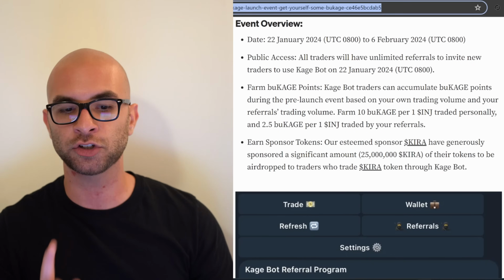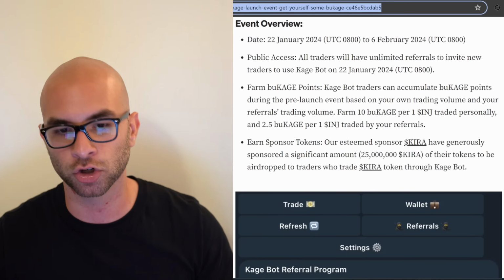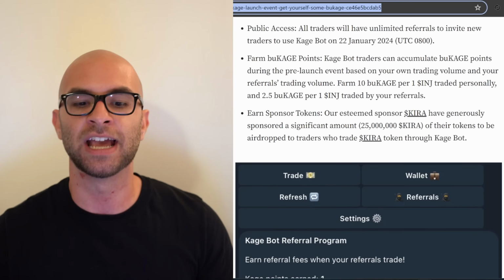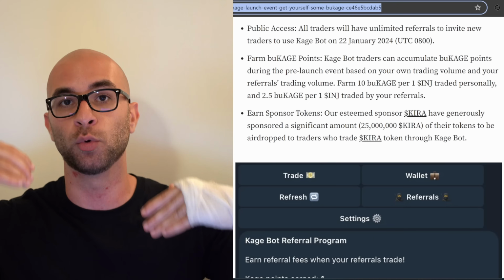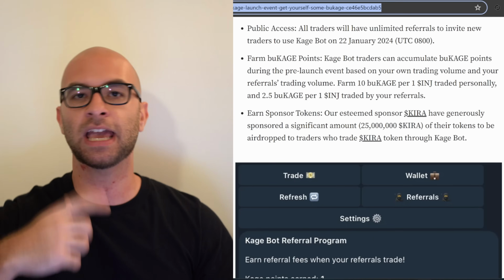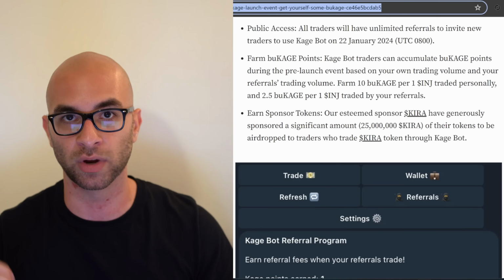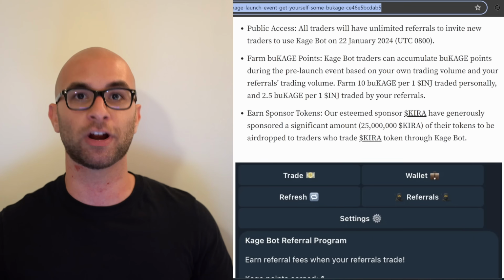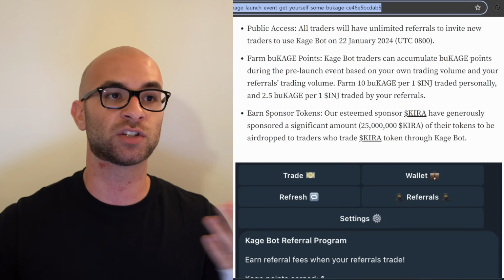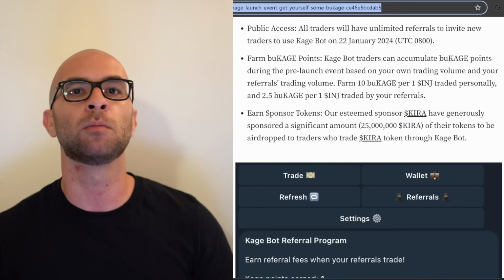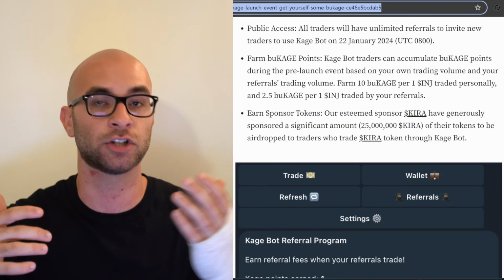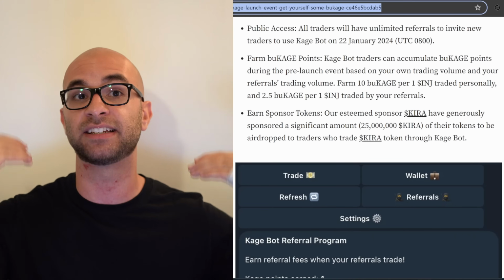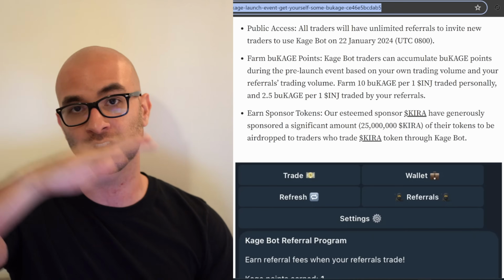Now, the other thing that's interesting is Kira, the second largest meme coin on Injective, is also giving an additional 25 million tokens towards people that are doing these different trades. So once again, we don't know how much Kira you're actually going to get, but if you're already making trades on Injective, maybe it's worth making some trades on here because you're going to be able to pay 1%, yes, but there's a chance that these additional Kira tokens, as well as these additional Kage tokens, can actually outweigh that.